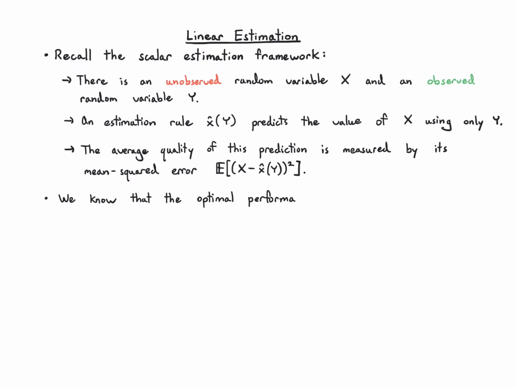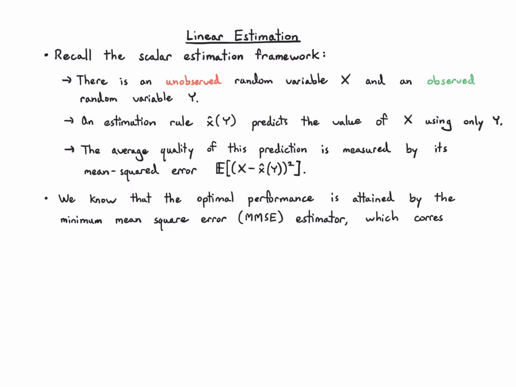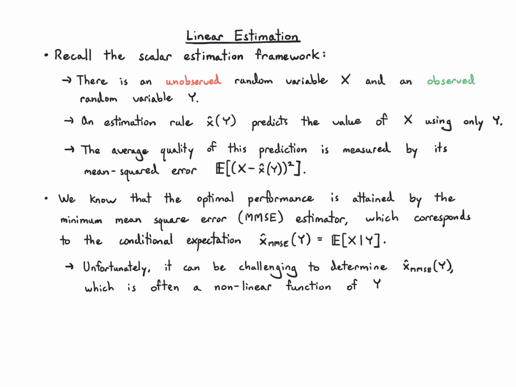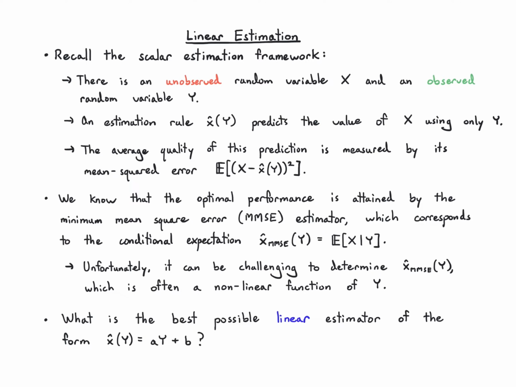We know the optimal performance for this kind of criterion is given by the minimum mean square error, or MMSE, estimator. And we learned that that corresponds to the conditional expectation. Just take E of x given y as your estimator, and that'll give you the best performance. Unfortunately, it's pretty challenging in general to work this out, even in the scalar case. That could be because the integrals are hard to work out analytically. In practice, it can be hard to collect enough data. What we want to know in this video is, can we come up with the best possible linear estimator of the form ay plus b for x and get around some of these issues?